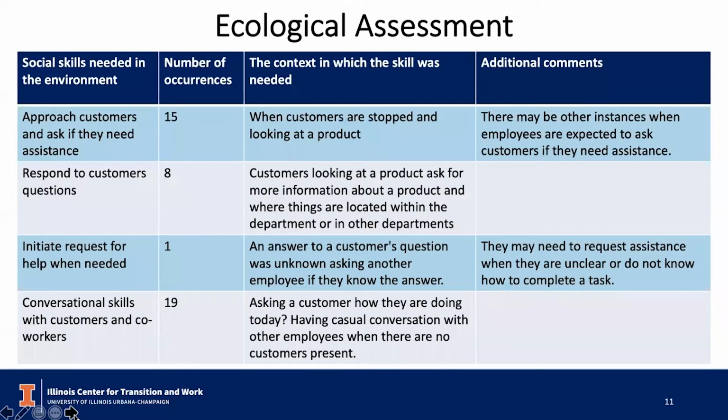Here's an example of an ecological assessment. So you'll notice that there are 4 columns. The first is the social skills that were needed in the environment. The second was how many times those skills were observed. The third is the context in which the skills were needed. And then last, you want to make a column for additional comments because there may be particular situations that may help you determine what those skills actually were within that context and any other additional things you may have noticed.